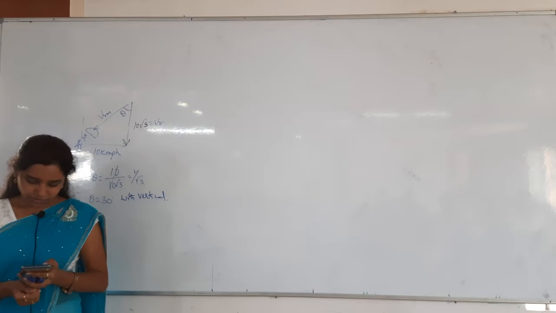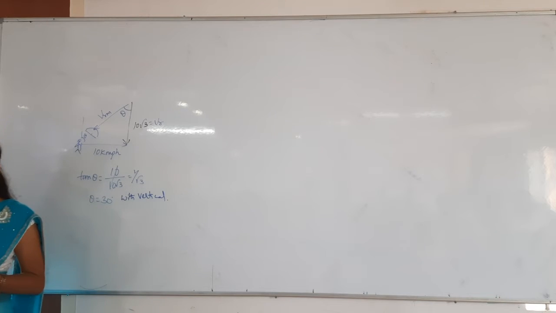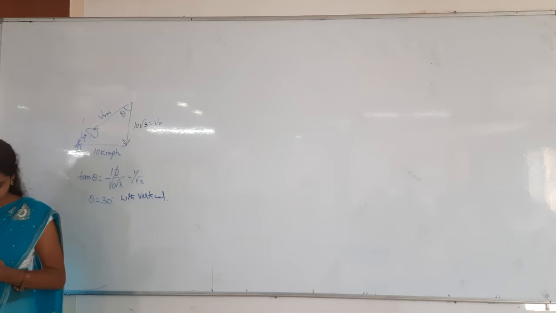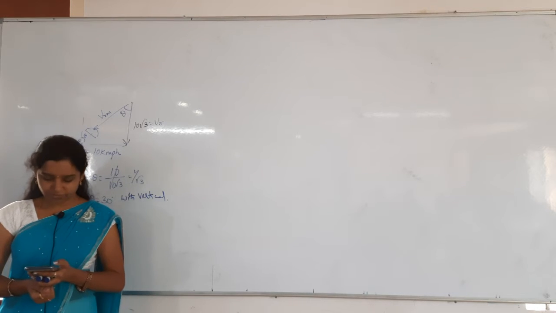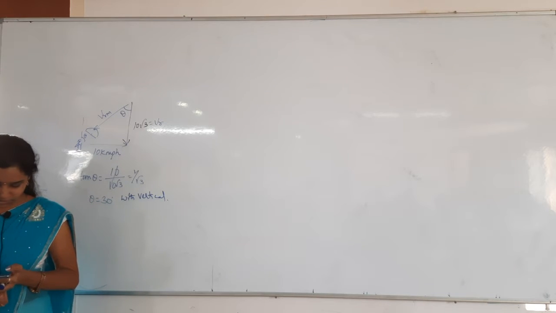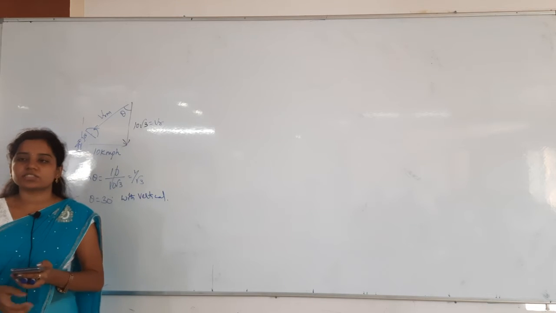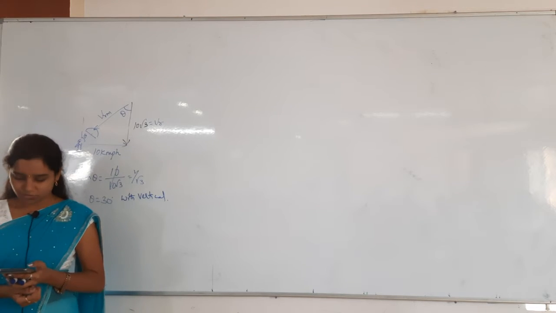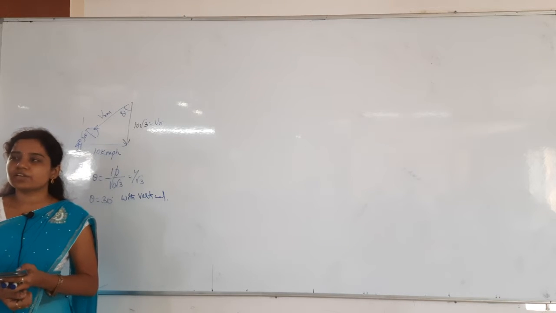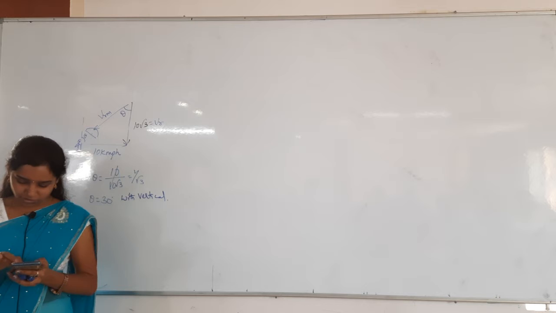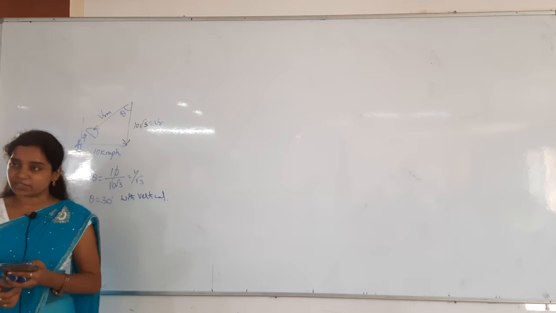Full stop. If the raindrops fall vertically downwards, what is the rain velocity? 4 meters per second. Whoever has done it already can say the answer, that is 4 meters per second. Remaining people, you try that.